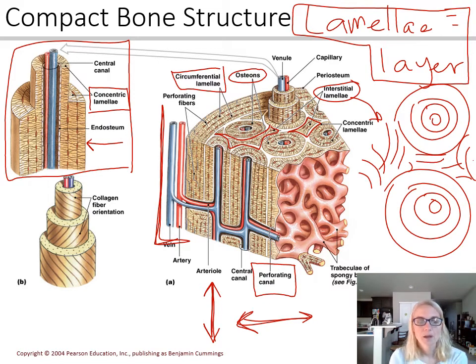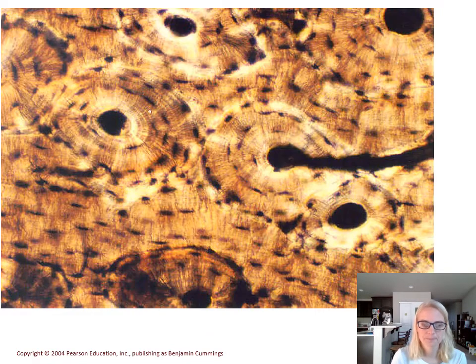Okay, all right. So I think that's about it that I wanted to cover here. We'll talk about the periosteum, perforating fibers, and endosteum on another slide at the end of this mini lesson. Okay, so that's compact bone structure. I think I covered everything there.